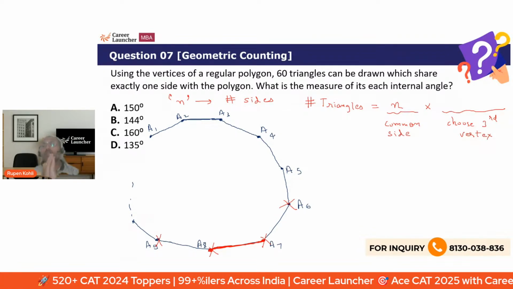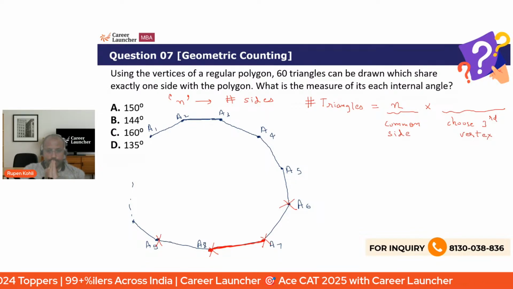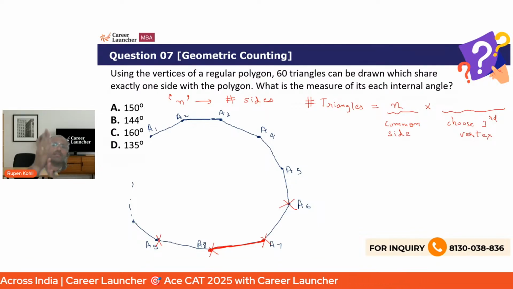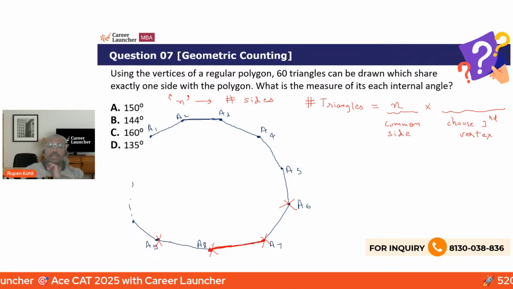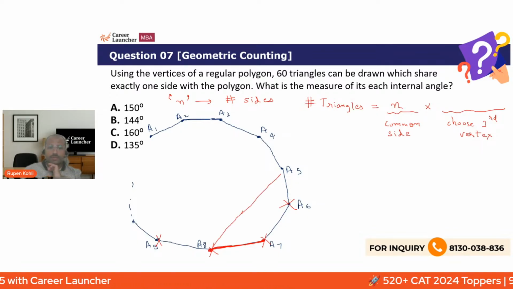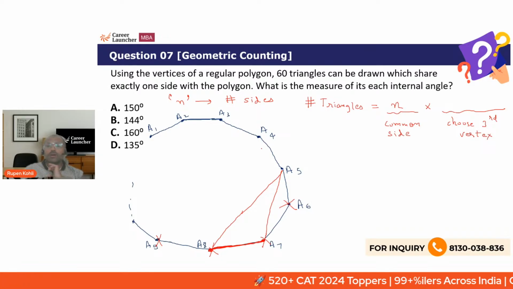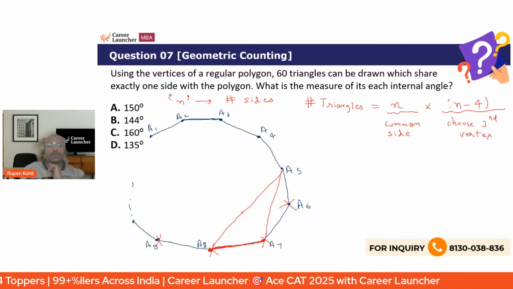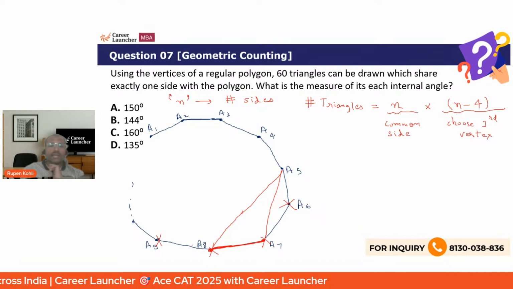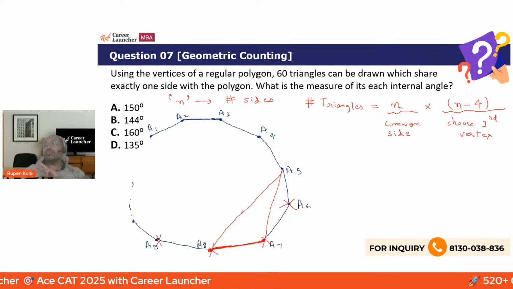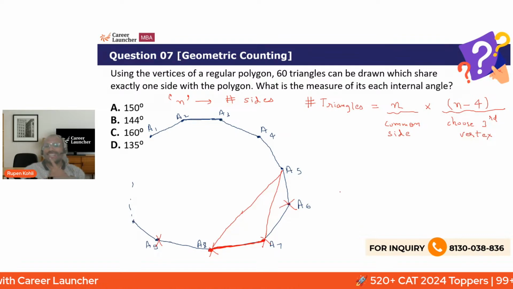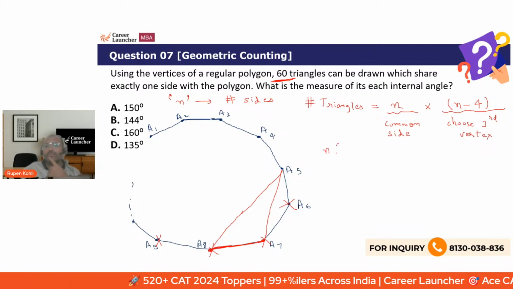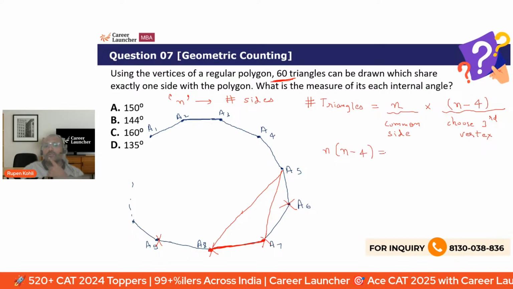But all the remaining vertices can be selected. Agree? For example, a5 lying over there would give a triangle a8, a7, a5, which would have exactly one side common. Or for that matter, any of the remaining, how many? N minus 4 vertices, because you have crossed out 4 points, a9, a8, a7, a6, in order to choose the third vertex. So this 60, in terms of n, is the value of n into n minus 4.